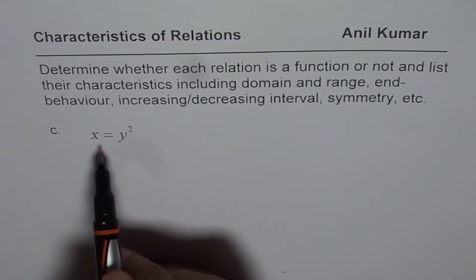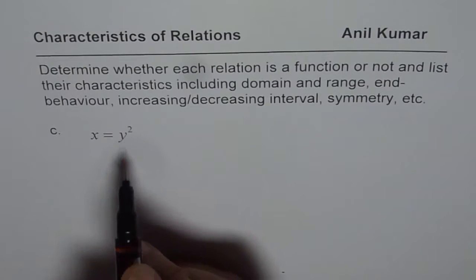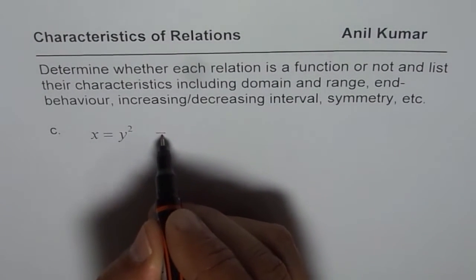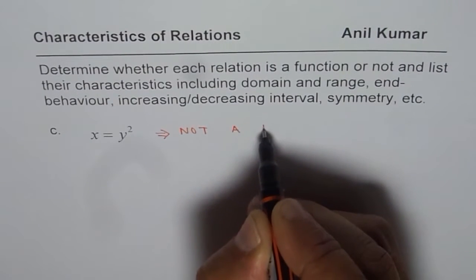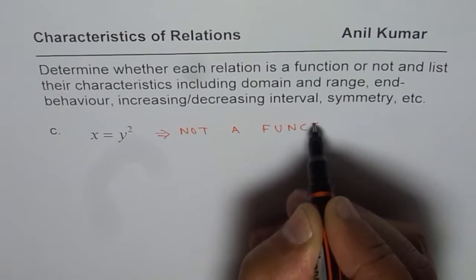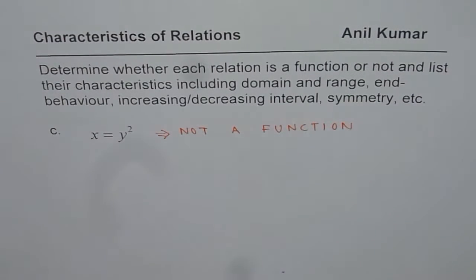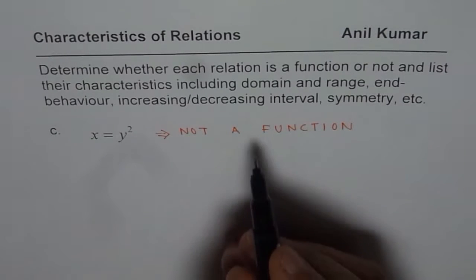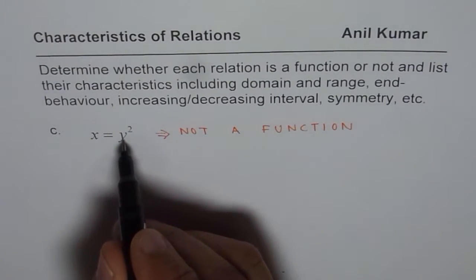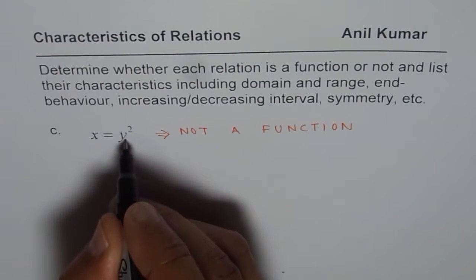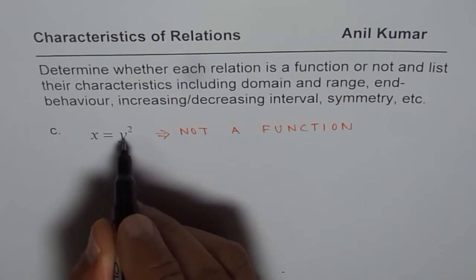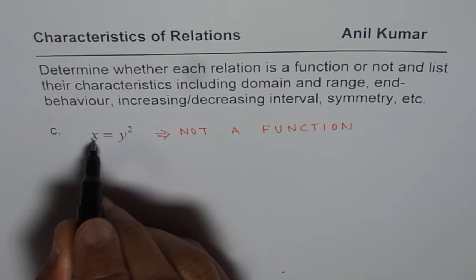The trick is, in the given equation, look for y squared. If you see y squared, you can straight away write not a function. Very clear. Now I'll actually prove to you how it is not a function. An easy way is to take a few values of y and get some values of x. Let us say I'm taking y for a purpose, since x is written on the left side.